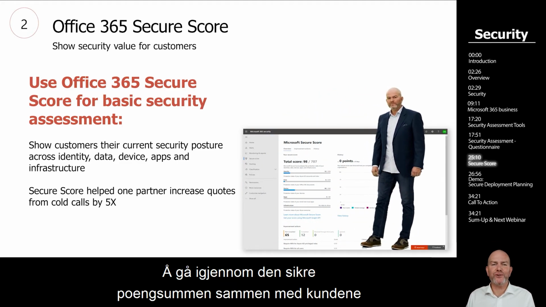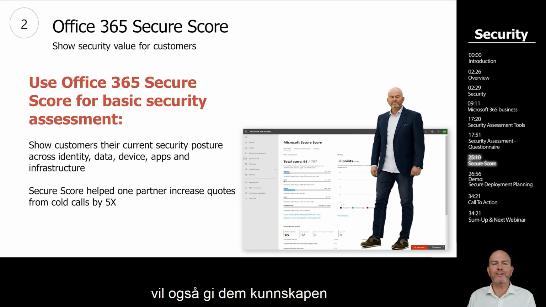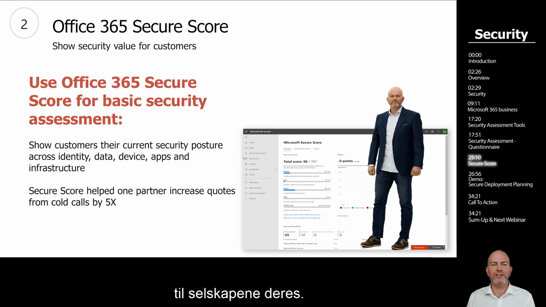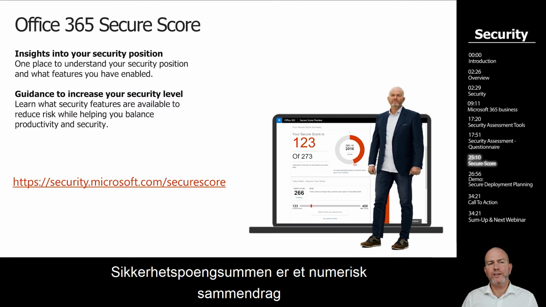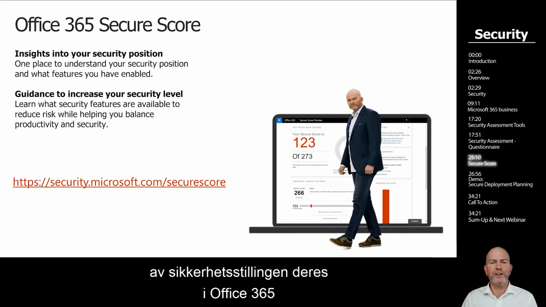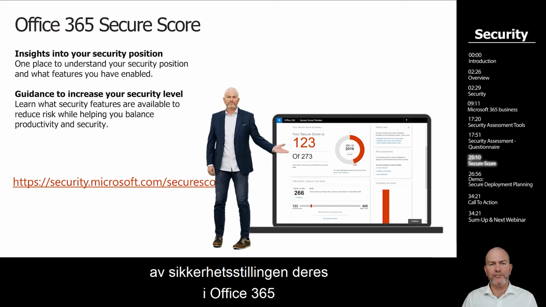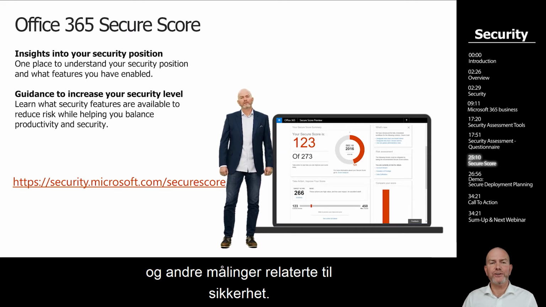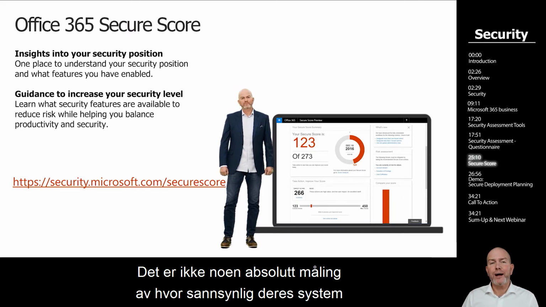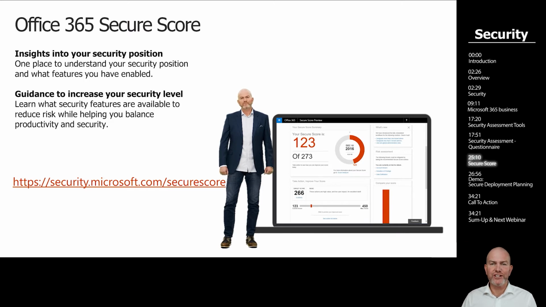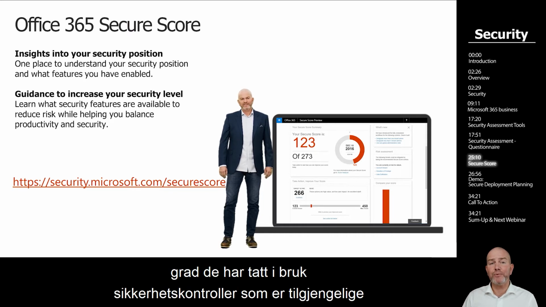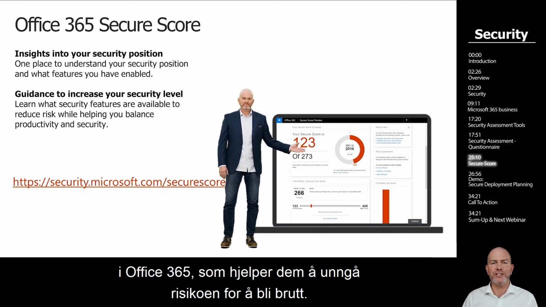Going through the Secure Score together with your customers will also give them the knowledge and insight to be able to make improvements on their company's policies for security. The security score is a numerical summary of their security posture within Office 365 based on system configurations, user behavior, and other security-related measurements. It's not an absolute measurement of how likely their system or data will be breached. Rather, it represents the extent to which they have adopted security controls available in Office 365 that help them avoid the risk of being breached.